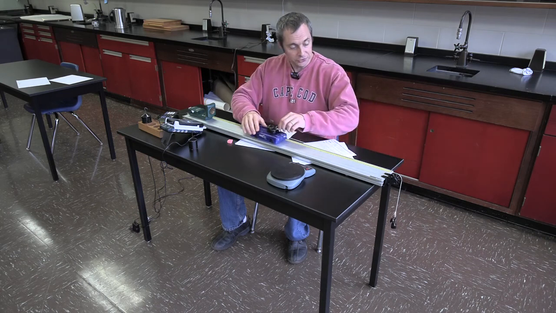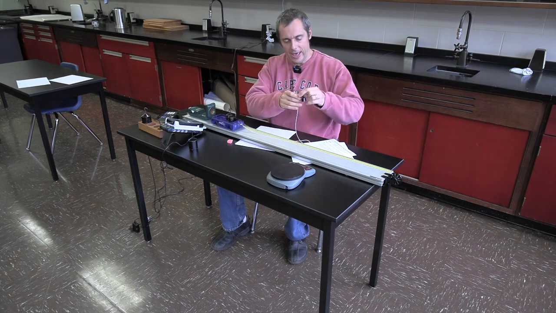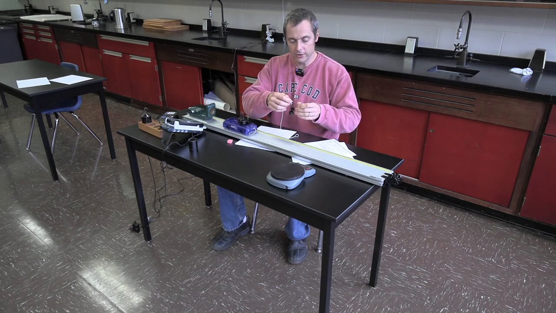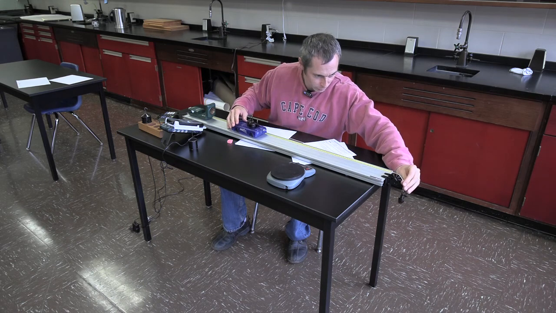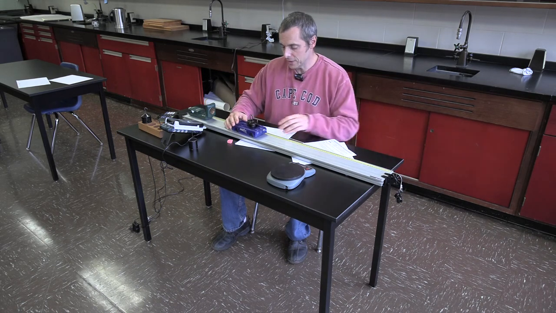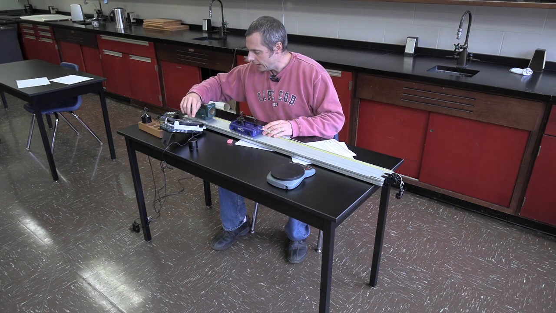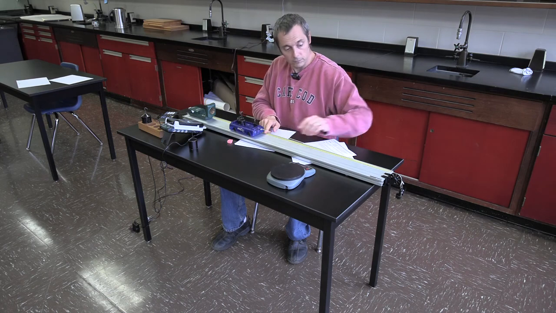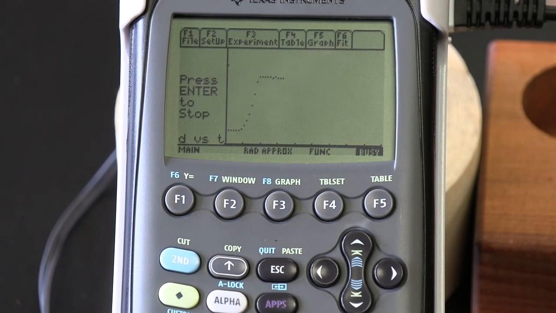So to achieve that, I'll take 10 off the car and add it to the 70 already hanging over the pulley. So now I have 70 plus 10, or 80 grams. Okay, so this should be our most rapid, our largest acceleration yet. I've got the car in position, and let's start the motion detector. Okay, I'll stop the data collection.